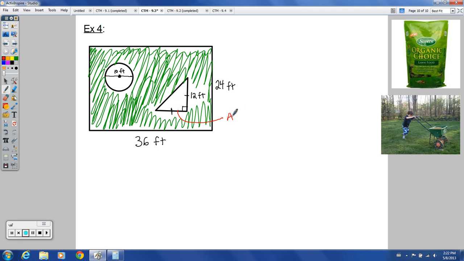So this one right here, this is also going to be 12 feet since it's congruent to this one. Same number of tick marks. So we can mention that right here. And what we're going to try to find here is the shaded region area. So determine the area of the shaded region.